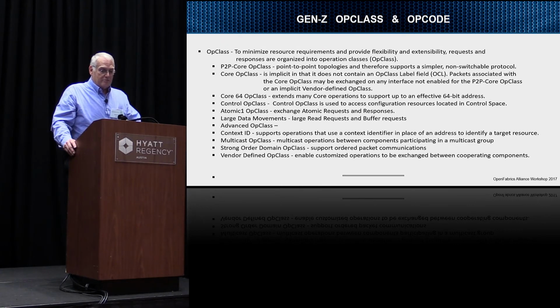Packets associated with the core op class may be exchanged on any interface, and are not enabled for peer-to-peer core op class or implicit vendor-defined op classes. Then we have the core instructions, which have expanded the address space. So we go from that 44 bits up to 64 bits, which is where the core 64 instructions go.